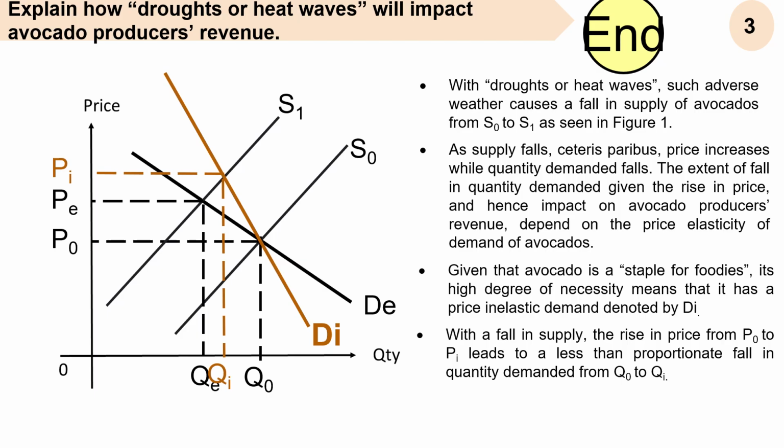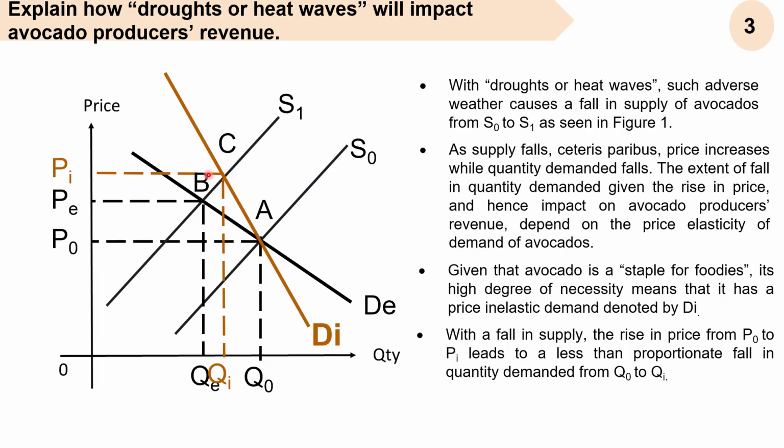Okay, so now we've shown that there's a sharp increase in the price, but actually we haven't answered the question yet. The question is asking how will it impact the revenue of avocado producers? So now, we will first add the equilibrium points. Where S0 cuts D0, that's A. You can label it down as A. Where DE intersects with S1, that's your B. And where DI intersects with S1 is over here.